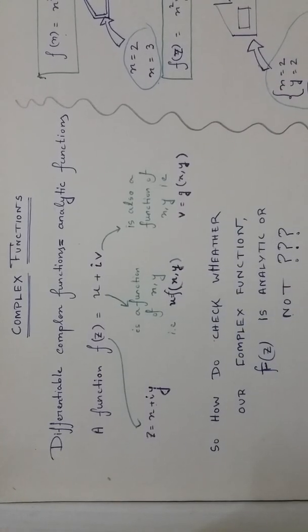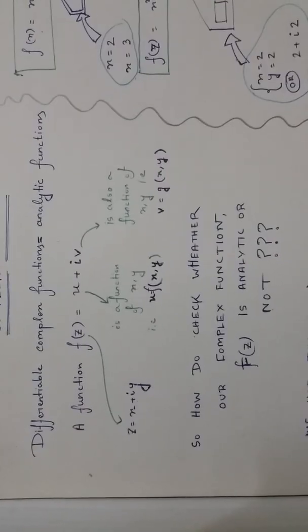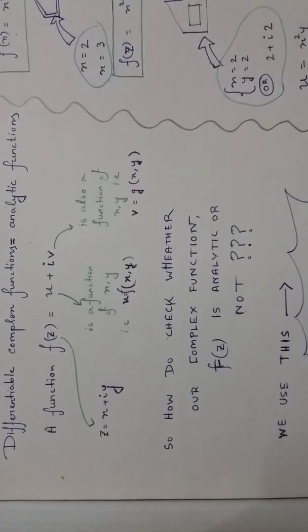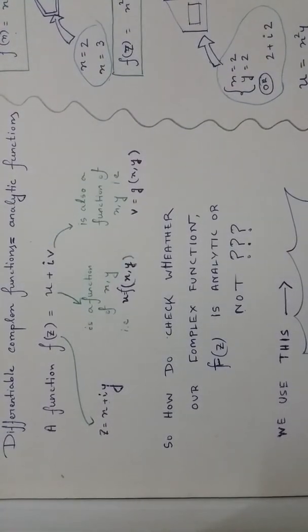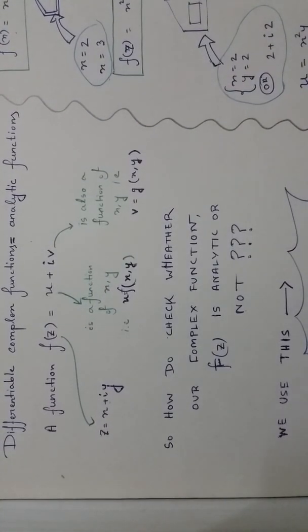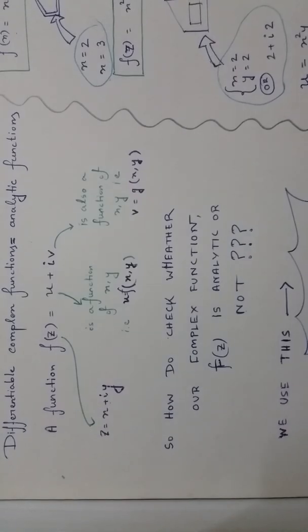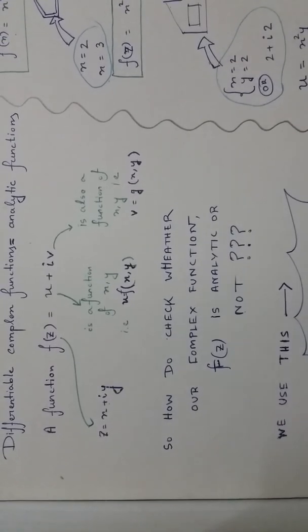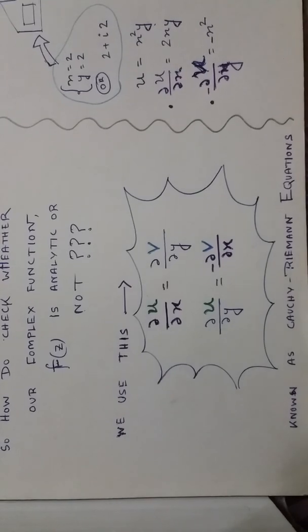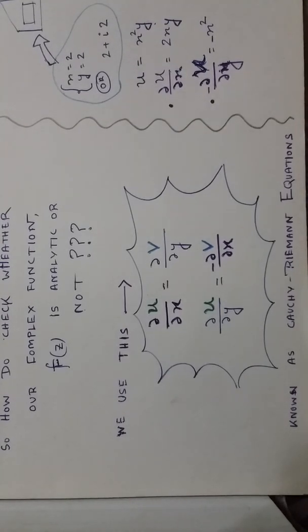Now the question is, how do we check whether our complex function f(z) is analytic or not? That means, how do we check whether our complex function f(z) is differentiable at every point in the z plane or not? So basically for that we use this formula. This formula is known as the Cauchy-Riemann equation.